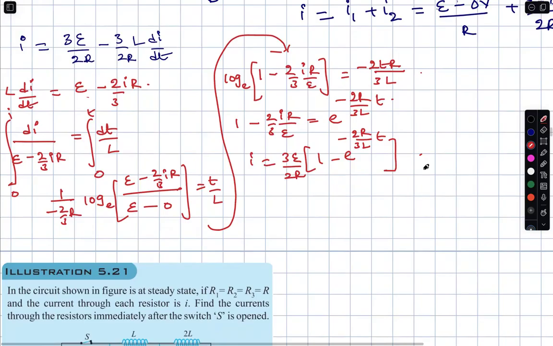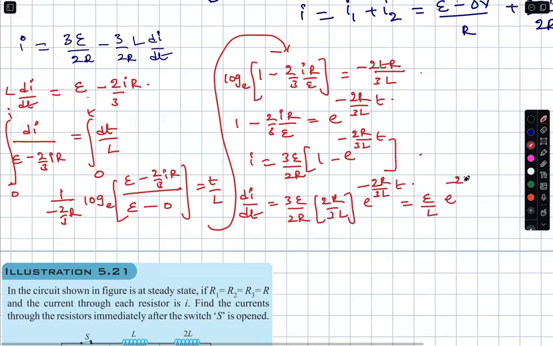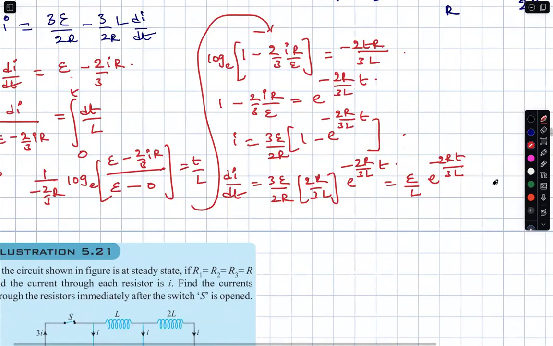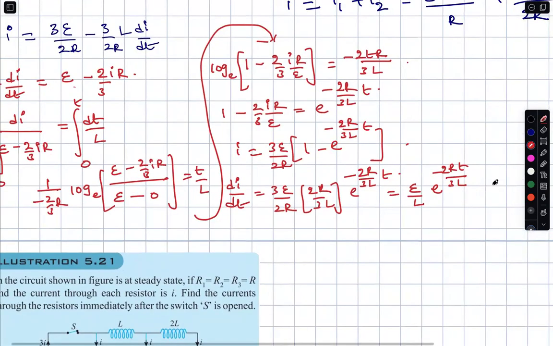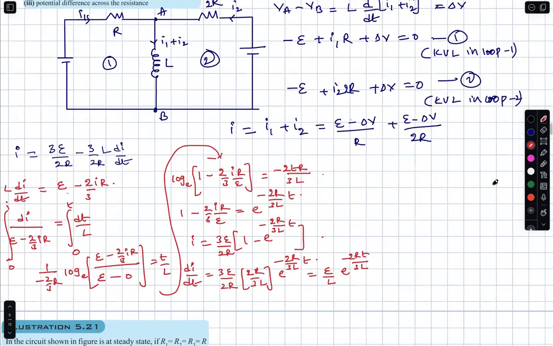That's the deal. I have given you the expression for I. Even I can give you the expression for dI/dt also: 3E/2R times 2R/3L times e to the power of minus 2R/3L times t. By the way, cancellations will happen, and here you will get E/L times e to the power of minus 2Rt/3L. At any time, the rate of change of current across the inductor is given by this expression. By the way, what is the question?